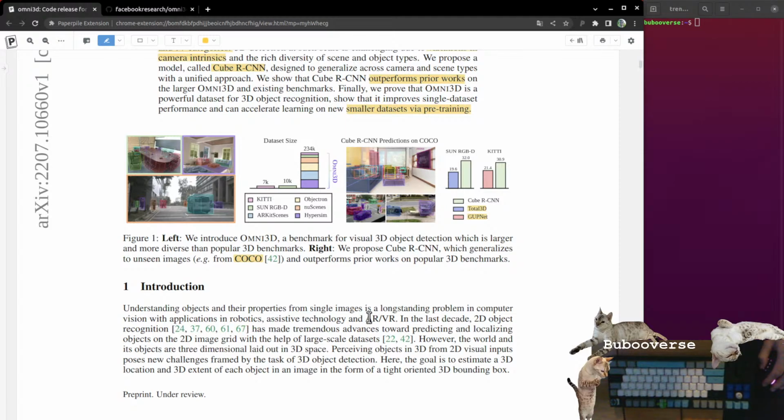Long-standing problem. AR, VR, again, yeah, Meta, famously the metaverse company now, very interested in scene understanding and 3D object detection and localization, pose detection in a home environment, right? So that Sun RGBD dataset is huge. They probably use it a lot internally. Okay, 2D object recognition. Yeah, so they want to get a 3D location and 3D extent in the image in the form of a tightly oriented bounding box.